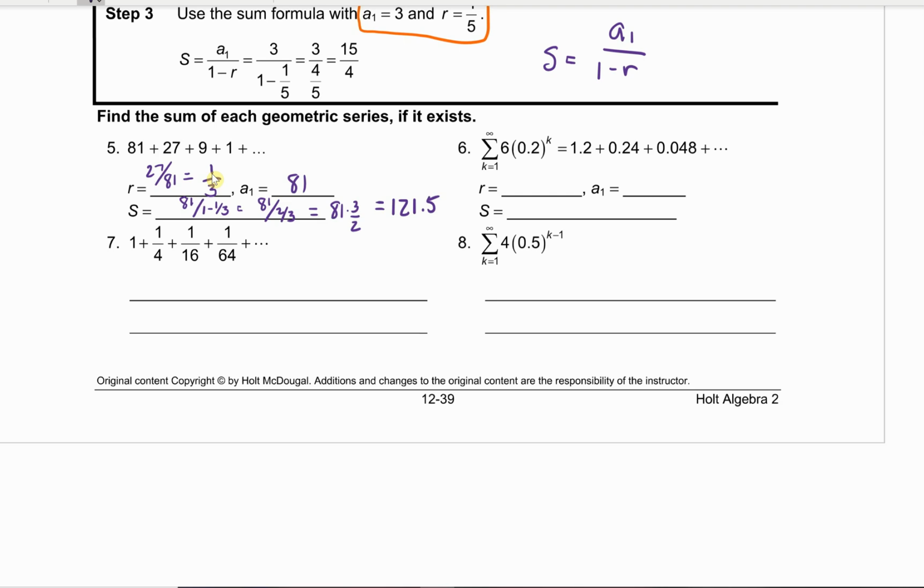Number 6, we didn't really look at one like this, but your r is right there. R is 0.2. And they did give us the first term. They said first term is 1.2. Plug it in. So we're going to get 1.2 divided by 1 minus 0.2, which is basically 1.2 divided by 0.8. Use a calculator for that. It's pretty simple. You get 1.5. That's it.